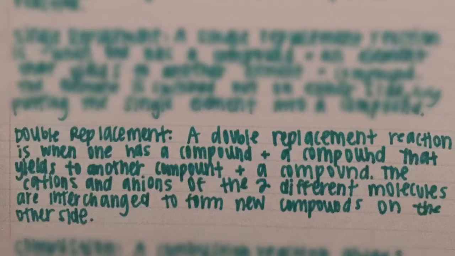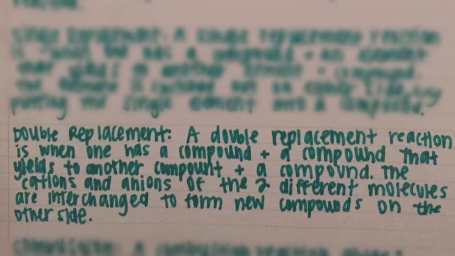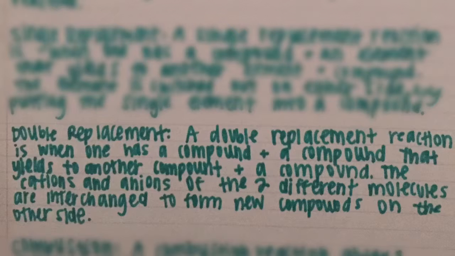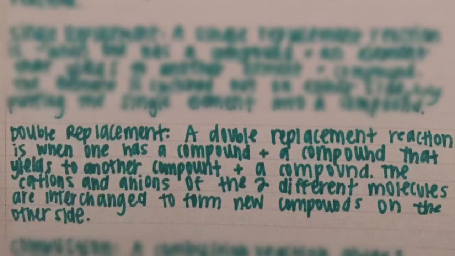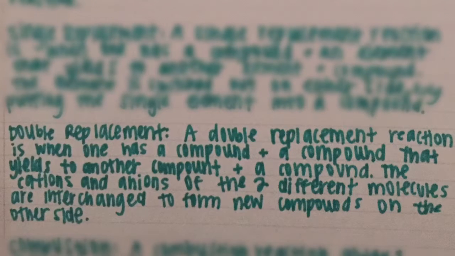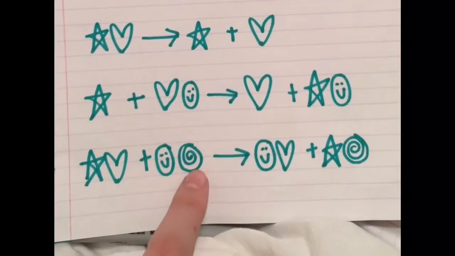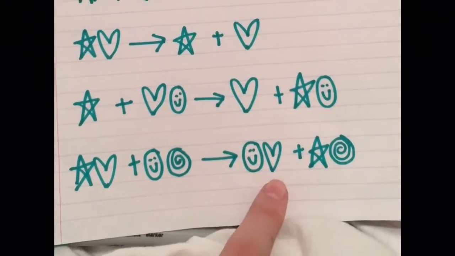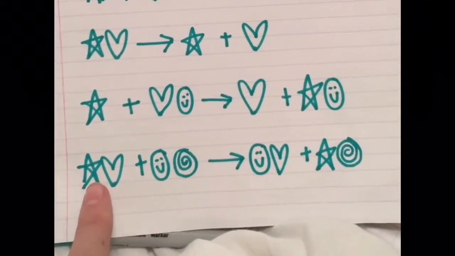Double replacement. A double replacement reaction is when one has a compound plus a compound that yields to another compound plus a compound. The cations and anions of the two different molecules are interchanged to form new compounds on the other side. Double replacement would be the star heart plus the smiley face swirl yields to the smiley face heart star swirl because, again, the cations have switched here, as you can see.